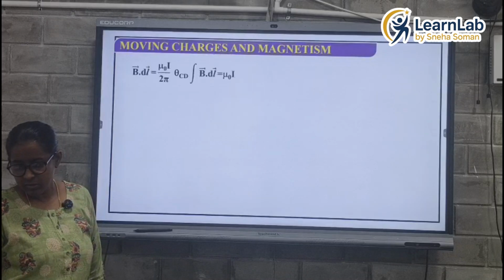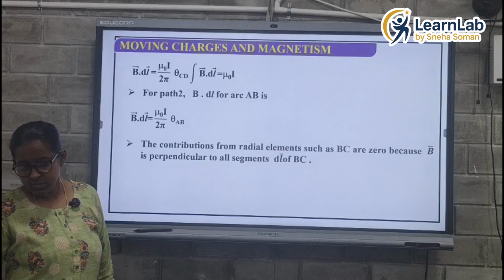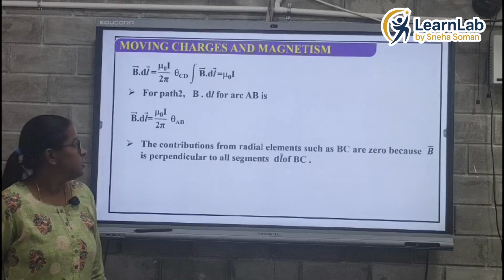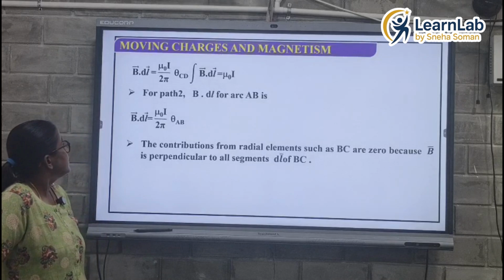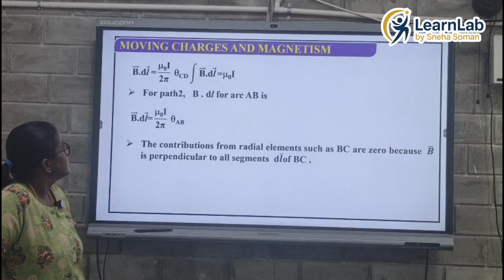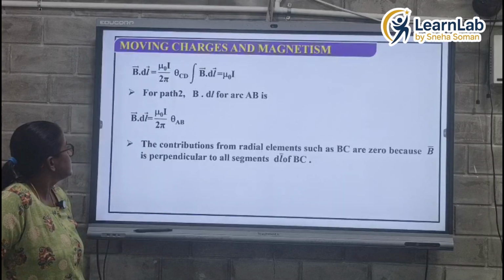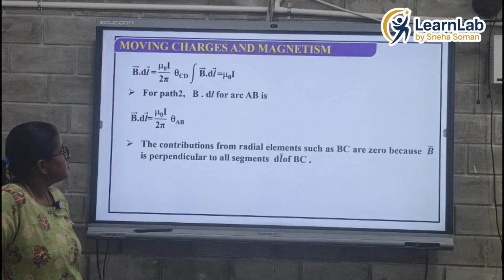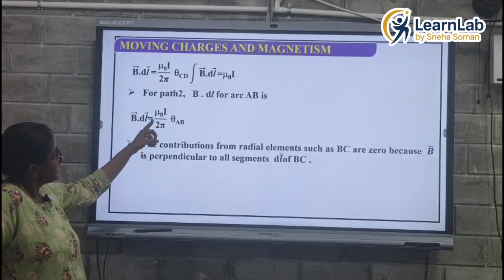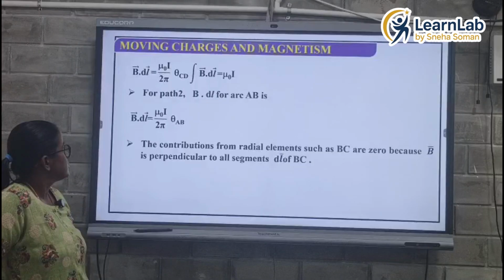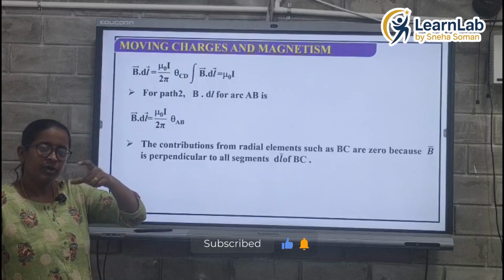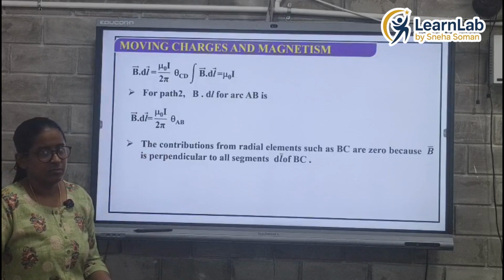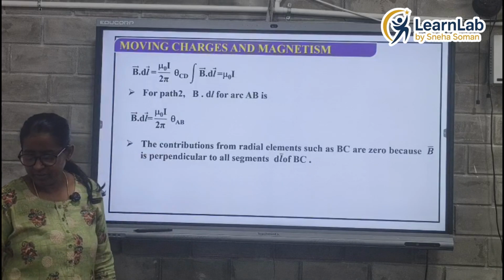Shall I move to the next one? So you are getting it like this, mu naught I. For the cos theta also, for the arc we are getting the AB arc. Bit by bit we are taking an arc, so together it will make a circle. That's why we are taking the last 2 pi.